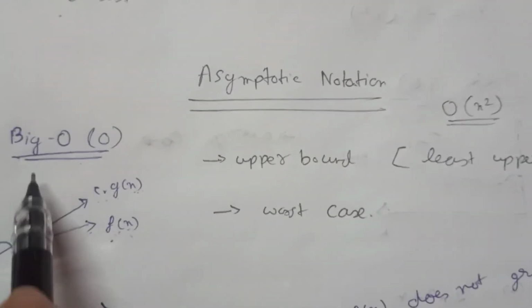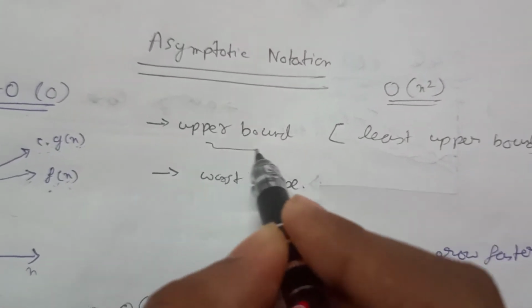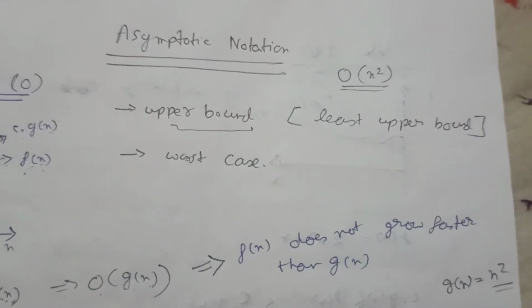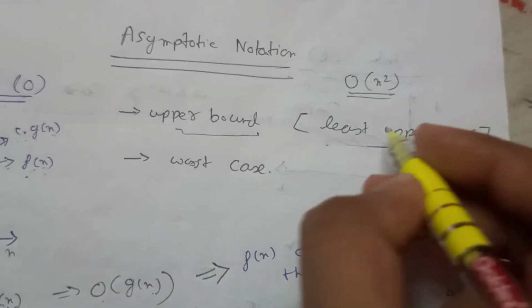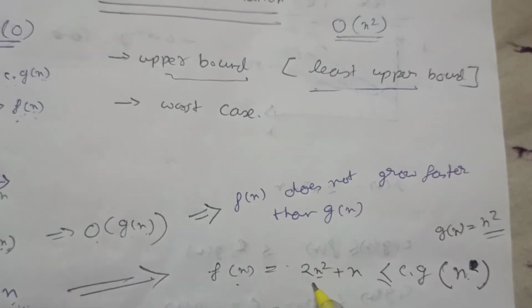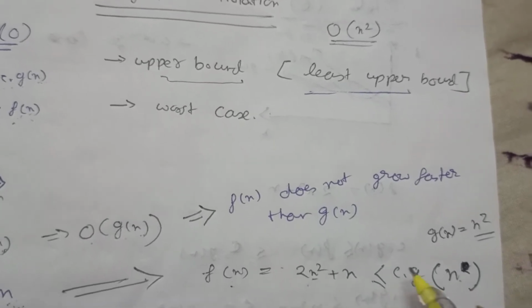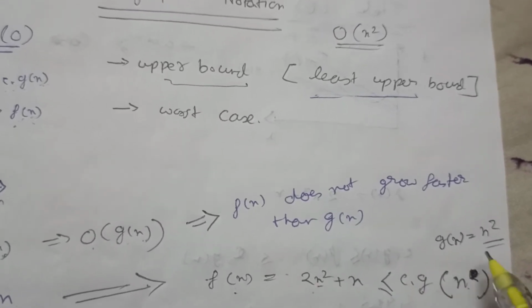But for the Big-O notation we always take the upper bound, and the least upper bound. What does least upper bound mean? If f of n is n square, then we will take the least upper bound. We will not take n to the power 10 or n to the power n like this.